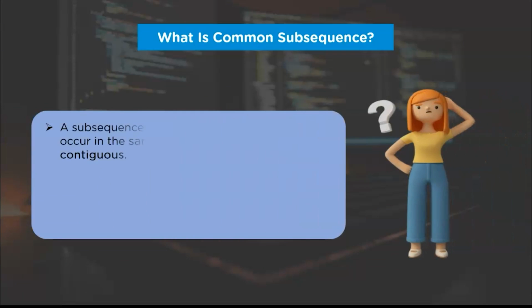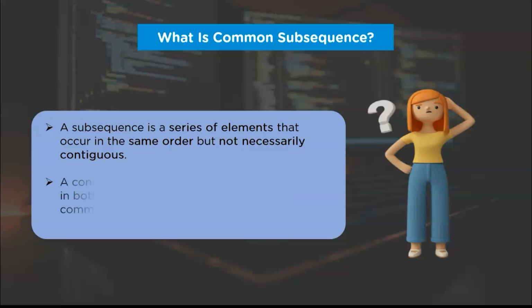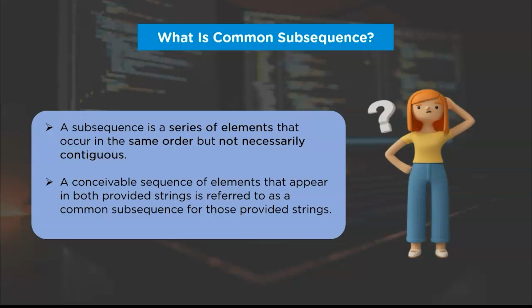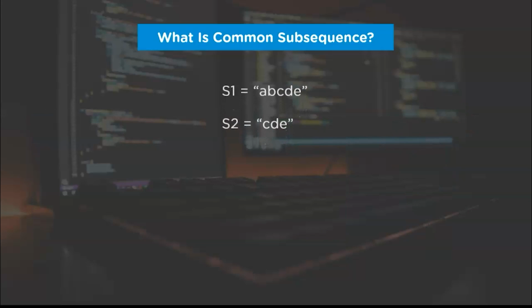The term longest common subsequence clearly directs us towards some sort of relation between two sequences. A sequence is nothing but a series of elements that occur in the same order but are not necessarily contiguous. From this definition, we can say that the longest common subsequence will be the longest sequence that both given strings contain. To understand it more clearly, let's have a look at an example.